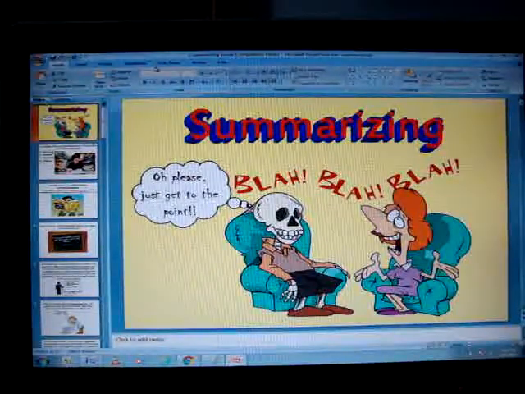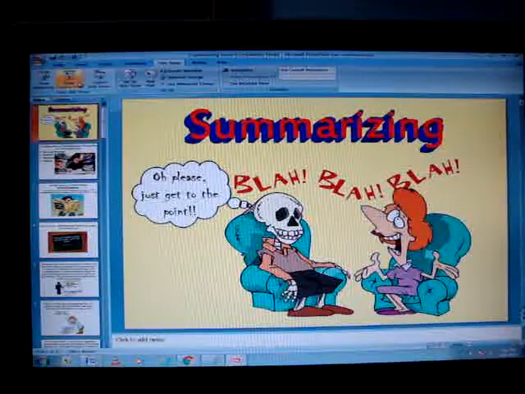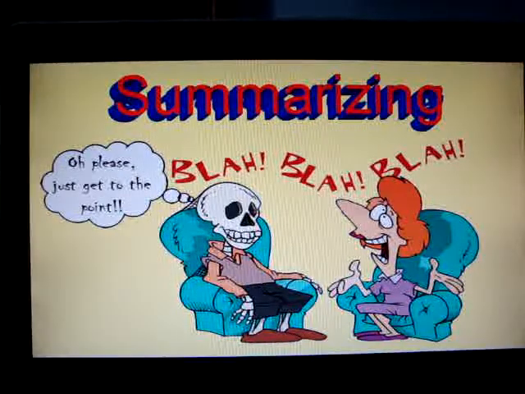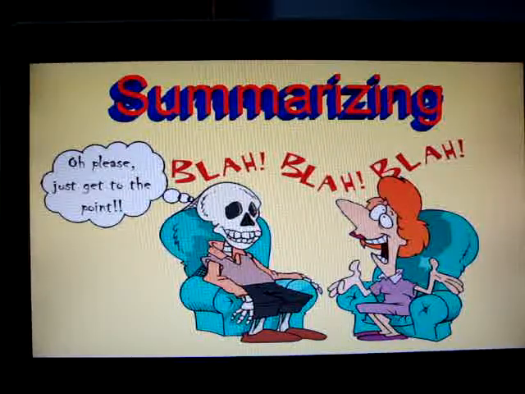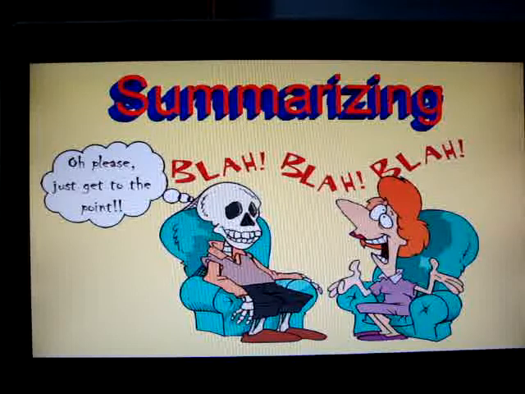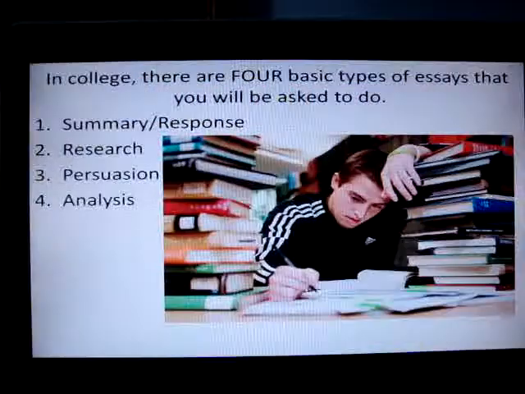Summarizing. It's amazing how many people don't know how to summarize. It seems like a very simple thing to do, and yet most people don't do it correctly. Summarizing is quite simply giving me the main idea. I don't need all the details.